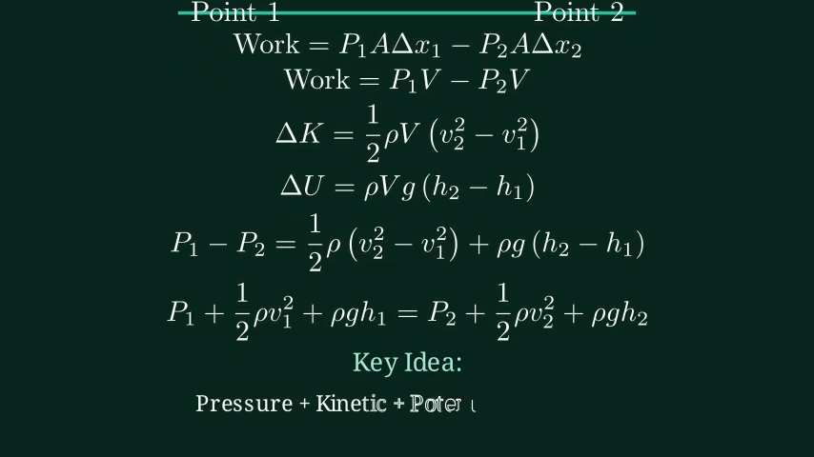So Bernoulli's theorem tells us that the total mechanical energy per unit volume stays constant along a streamline. This connects pressure, speed, and height in a flowing fluid.